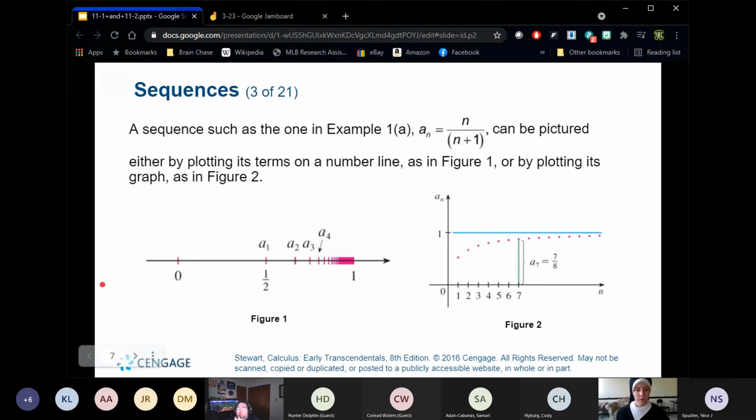All right. So the next thing we're going to look at is figuring out how to determine if the sequence basically converges to a specific value or if it goes off to infinity and whatnot. So for this sequence, if I have n over n plus 1, if we graph it, you'll notice on a number line it's starting to get closer and closer and closer to 1. And if we graphed it on a graph, you can also see that it's getting closer and closer to that value of 1.